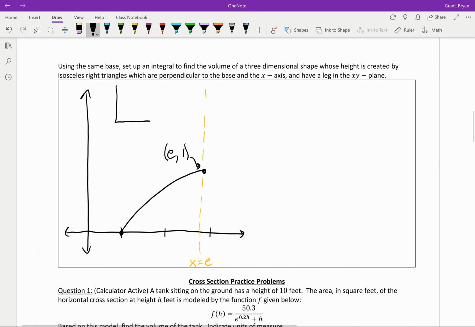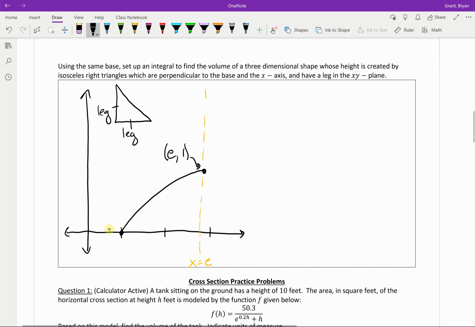Now, for an isosceles right triangle, we know the two sides that are the same have to be these two, which are called legs, because the hypotenuse always has to be the largest side. There can't be any other side that's the same as the hypotenuse. So this is our isosceles right triangle.